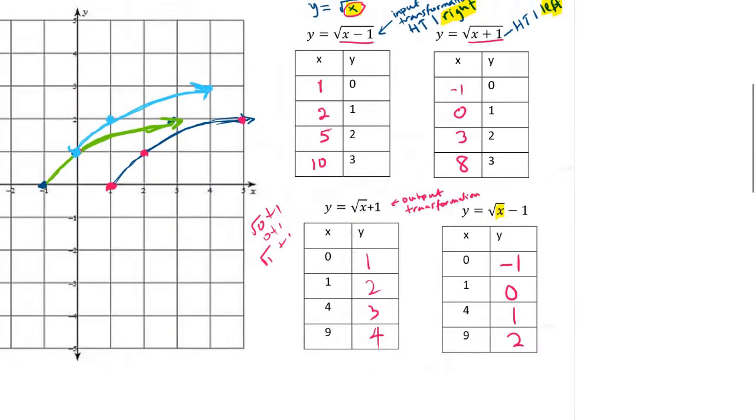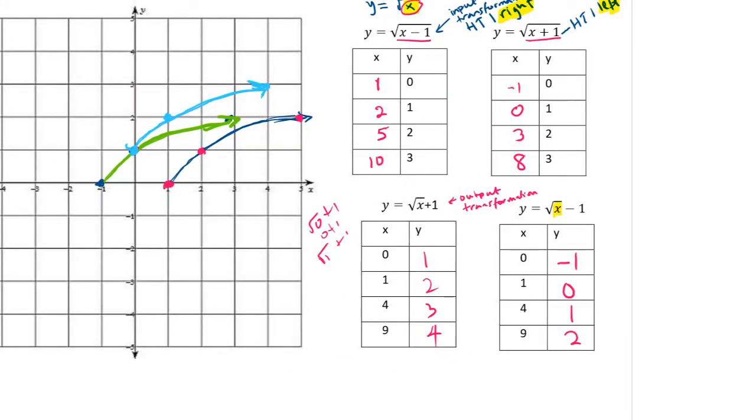Let's go ahead and graph this other one, okay? So it will be 0 to negative 1, in another color. 0 to negative 1, and 1 to 0, 4 to 1. Okay, so I'm going to make this graph and see what happens.